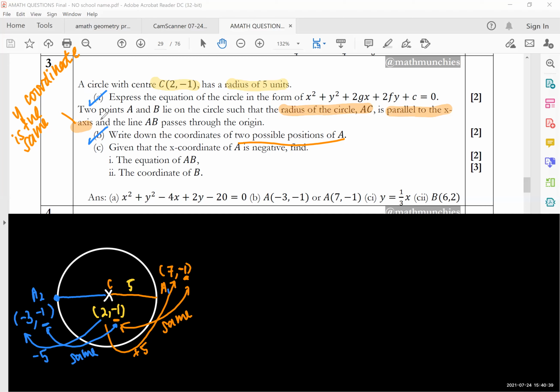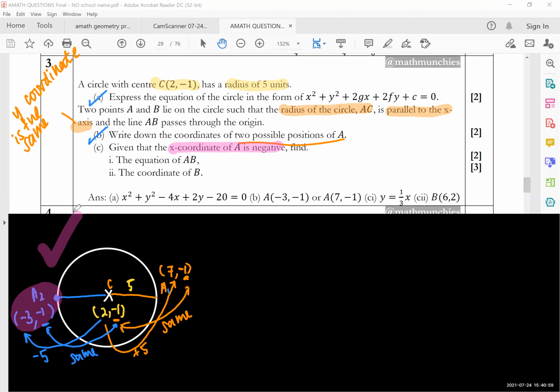Next up, C. They say that the x coordinate of A is negative. So if I know that the x coordinate of A is negative, it means for sure I know which coordinate I'm supposed to take. -3, the one on the left. I'm supposed to take this, so this is what I'm supposed to take.